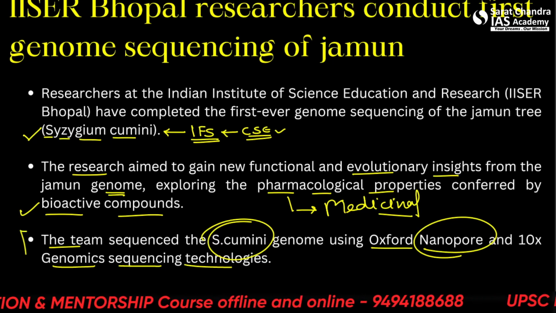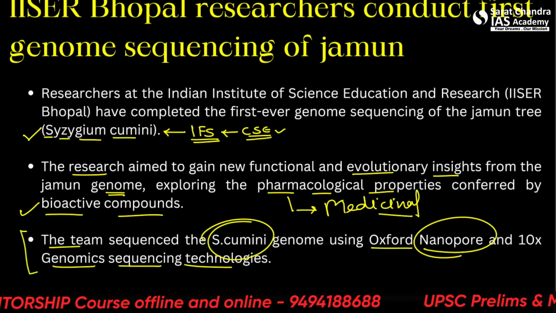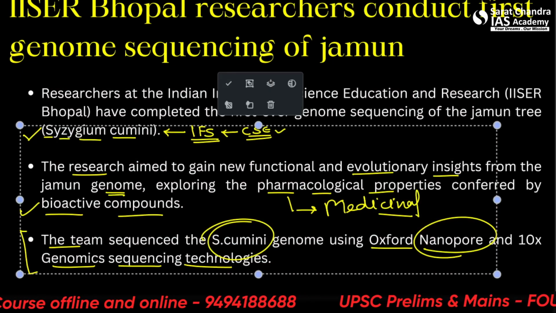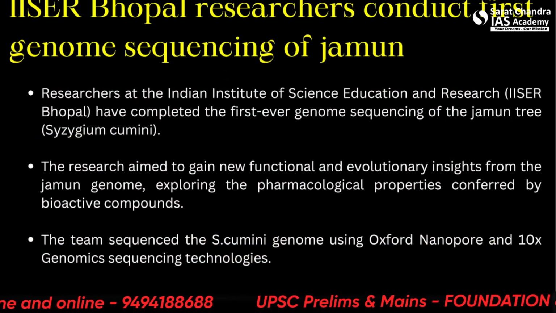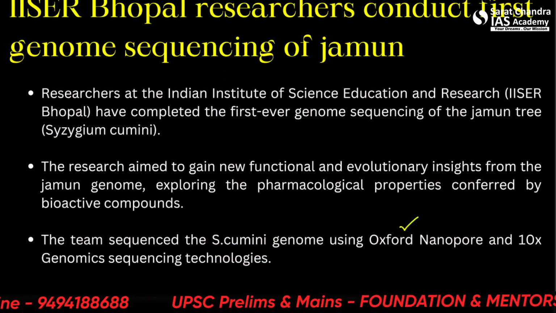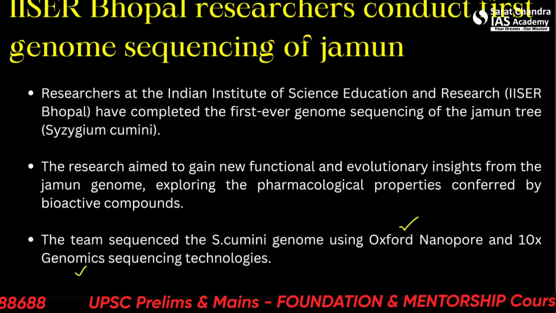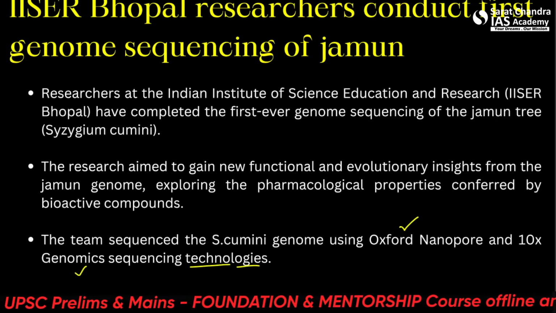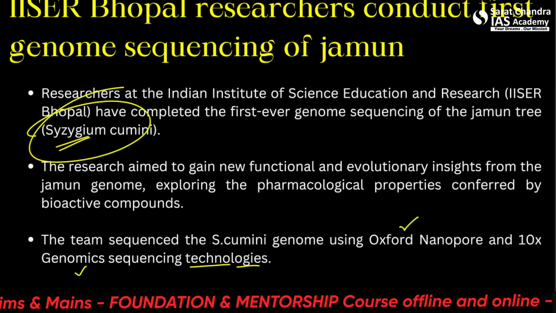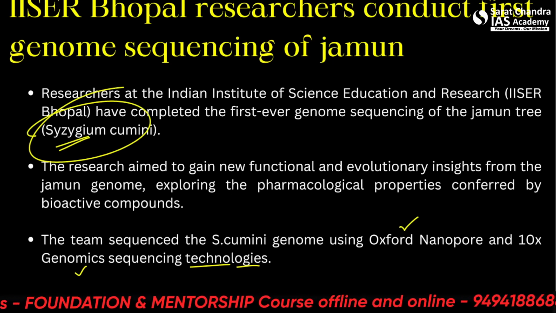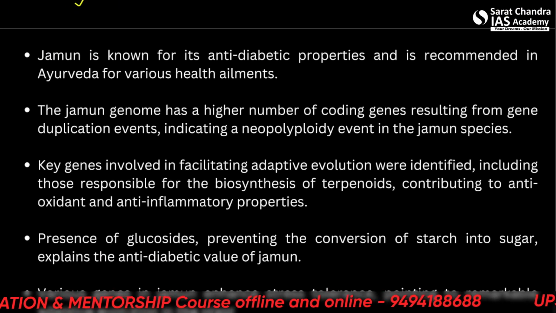So how can the question be asked? That recently the first ever genome sequencing of a tree or a plant happened in India using the Oxford Nanopore and 10x Genomics sequencing technologies. Which was that plant or tree? So the answer should be Syzygium cumini. Now let's see why we have tried to sequence the genome.